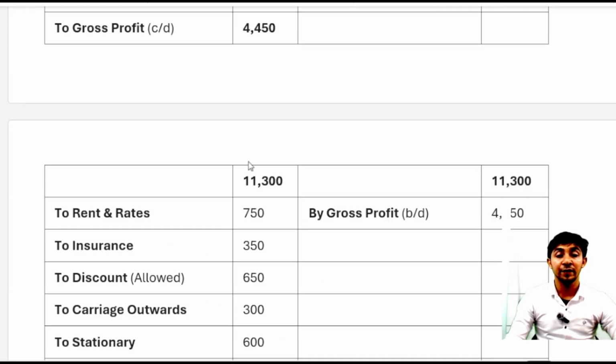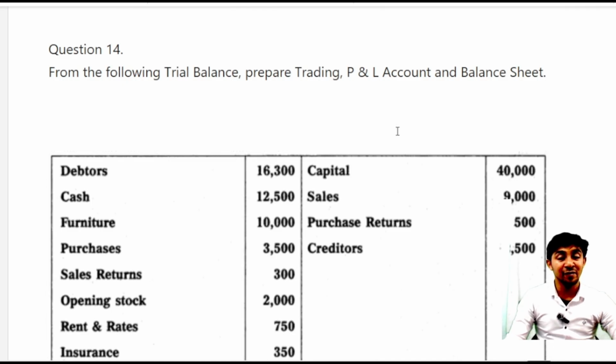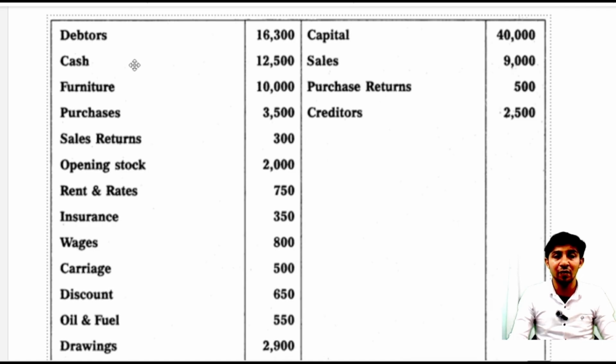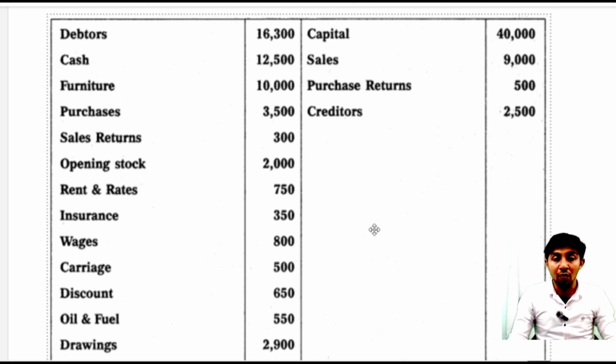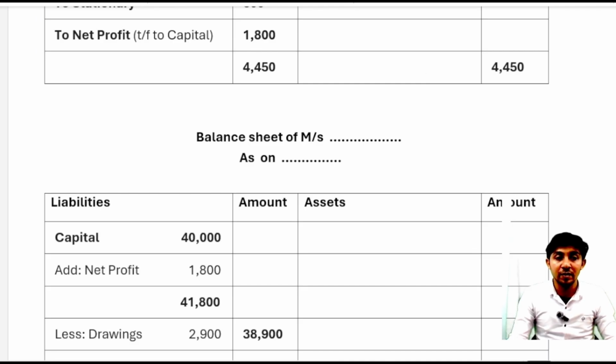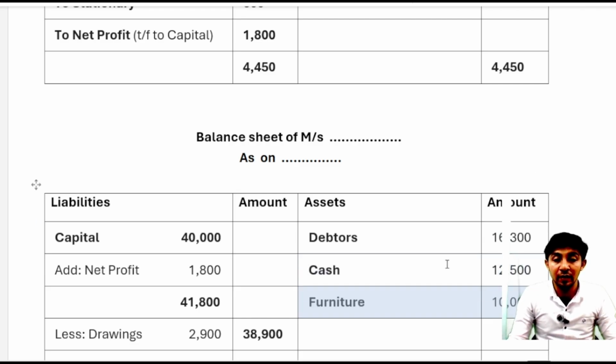Now we have completed all the liabilities from our question. Let us begin with all the assets. If you want to search for assets, we always need to search on the debit side of the trial balance. Debtors is our asset, cash is our asset, furniture is our asset. These three are our assets. Now let us write all three on the asset side of the balance sheet. The first item is debtors, 16,300, then cash, 12,500, then furniture, 10,000. So we have written all three assets.